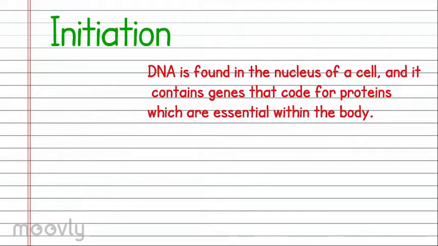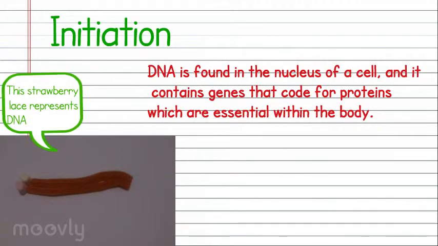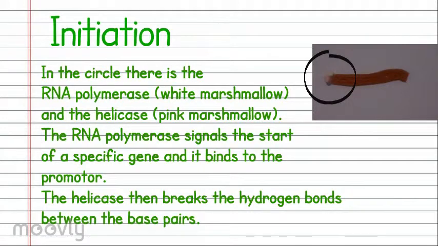DNA is found in the nucleus of a cell and it contains genes that code for proteins which are essential within the body. In the circle, there is the RNA polymerase and helicase. The RNA polymerase signals the start of a specific gene and it binds to the promoter. The helicase then breaks the hydrogen bonds between the base pairs.